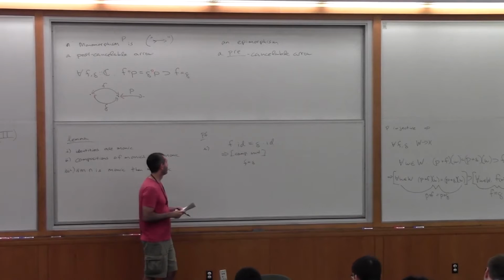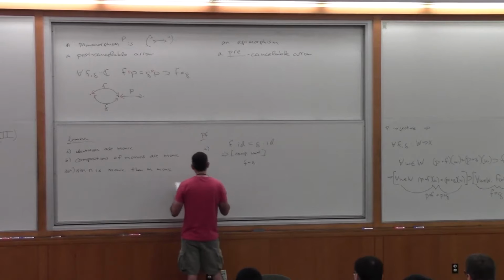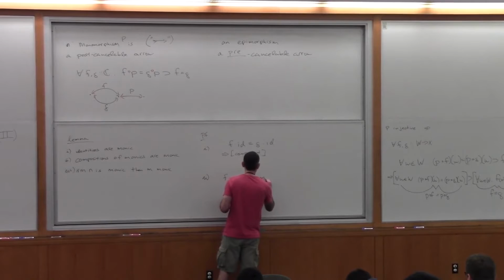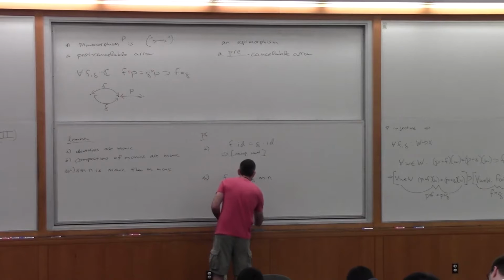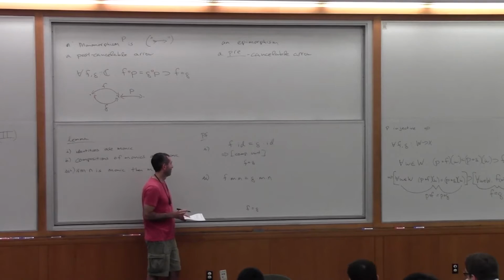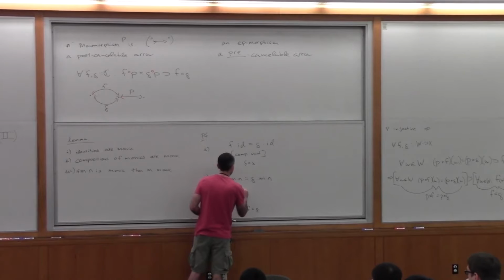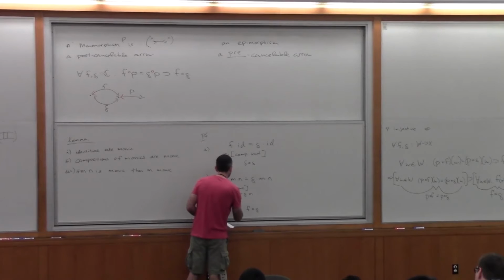How about the second one? Well, the assumption is that f followed by m followed by n is g followed by m followed by n, and that m and n are monics. And the goal is that f equals g. So how do we get from here to there? Well, we know that n is monic, so we can cancel that. But then we also know that m is monic. So we can cancel that, and we're done.